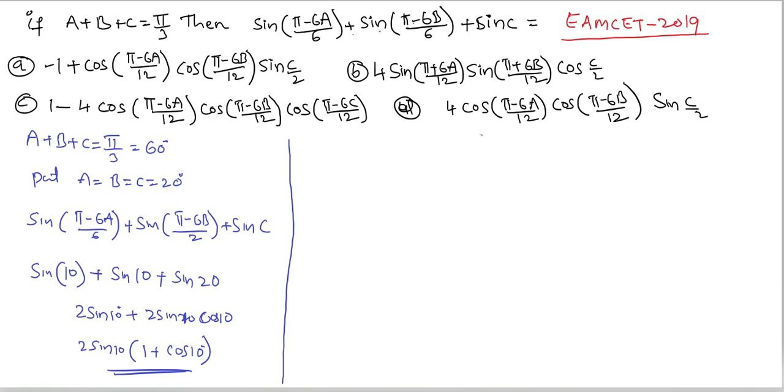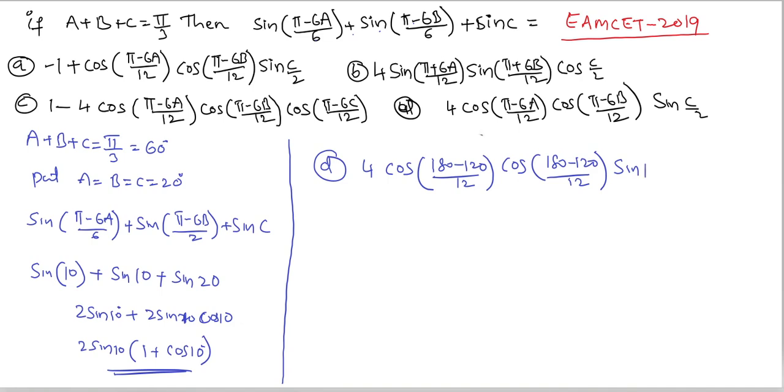Now verify the options. Now I verify the fourth option D, that is 4 cos of (pi minus 6a) by 12 into cos of (pi minus 6b) by 12 into sine c by 2, that is (180 minus 120) by 12 into cos of (180 minus 120) by 12 into sine 20 by 2, which is sine 10, that is equal to 4 cos 60 by 12, that is cos 5. So this is also cos 60 by 12, cos 5, into sine 10, that is equal to 4 cos square 5 into sine 10 degrees.